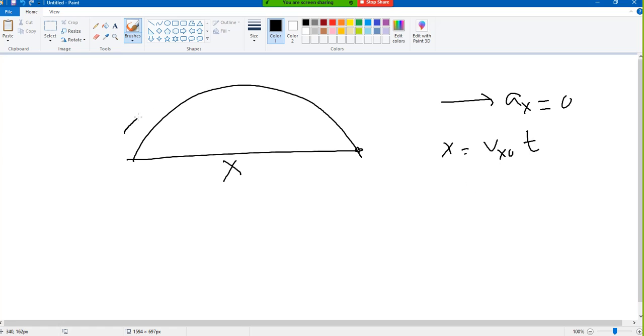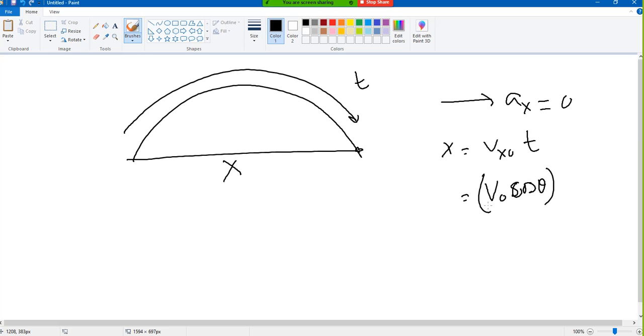Now this t means the entire time. What is Vx naught? Vx naught is V cosine theta, which is Vx. What is my t? If you can remember, we found our t. I forgot t. Yes, we derived an equation for t. If we insert the value of that t, you can find it.